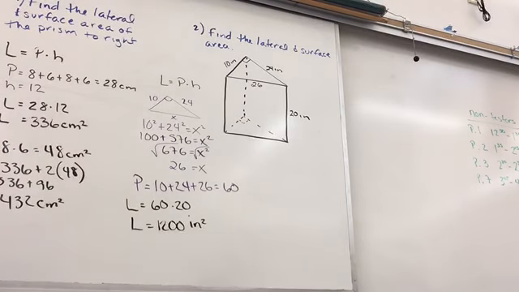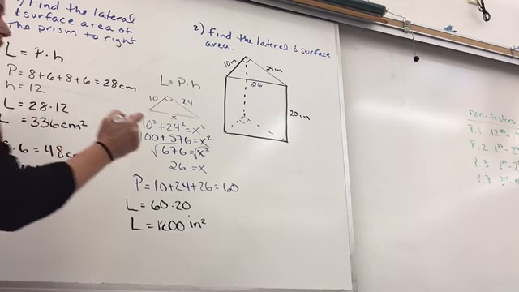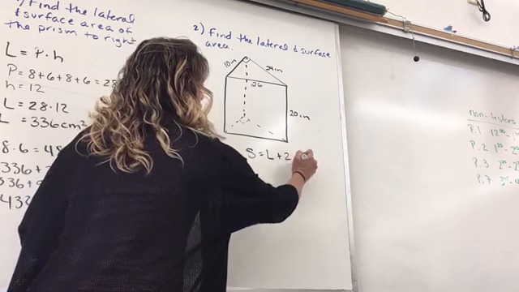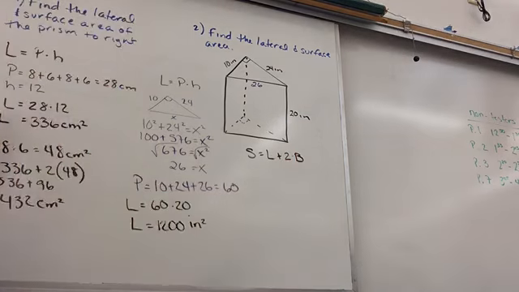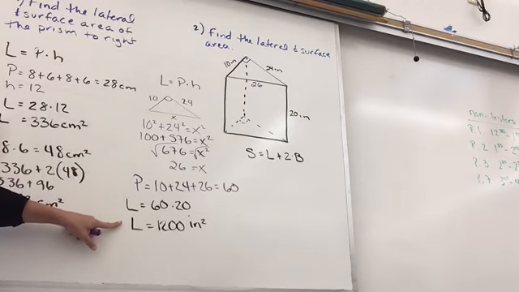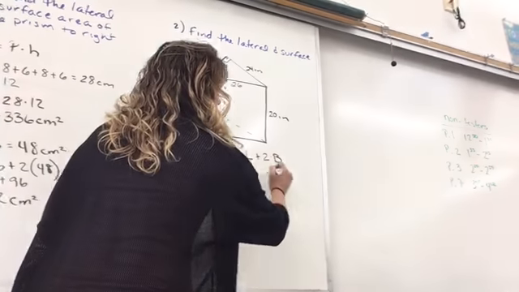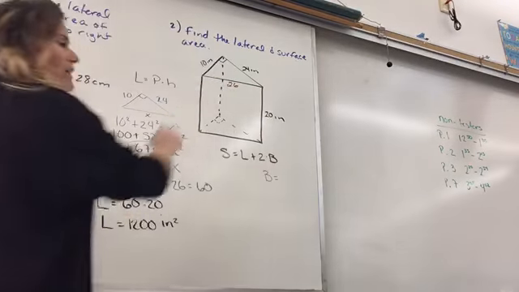Now, we're not done. We only found the lateral area. We have to finish and find that surface area. So remember, the surface area is simply the lateral area plus 2 times the base. Well, I already have that lateral area here, but I need to find the area of my base. So the base is a triangle.